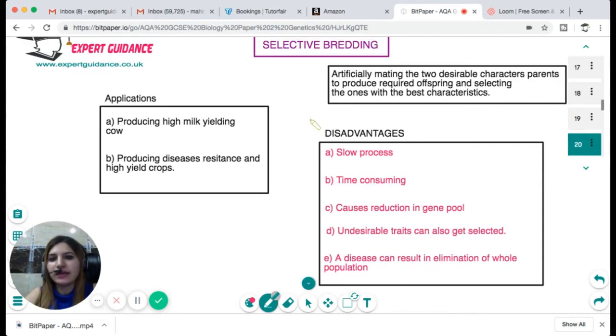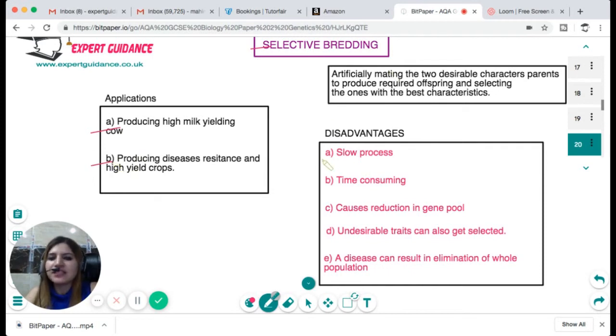Okay. Now, let's take a very important term called selective breeding. Selective breeding is what has been done since ages, where we artificially mate 2 parents with desirable characteristics to reproduce and form the required offspring, and then we select the one with the best characters. For example, we can produce a high milk yielding cow. We can produce disease resistant, high yield crops.